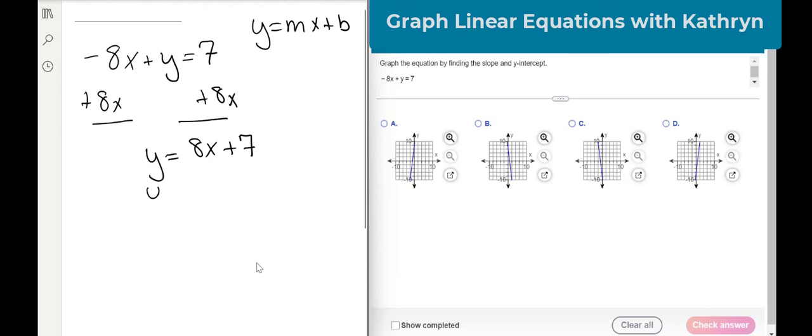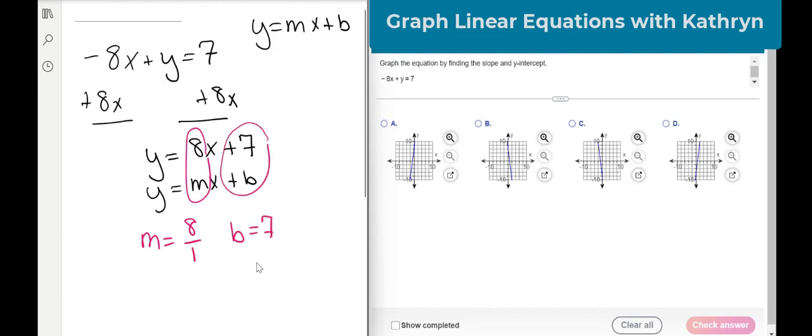I'm going to write y equals mx plus b right underneath it. And my slope is 8. I'm just going to write 8 over 1. And my y-intercept is 7. Now what we're going to do is go over here and start looking at our graphs. So my y-intercept is 7.